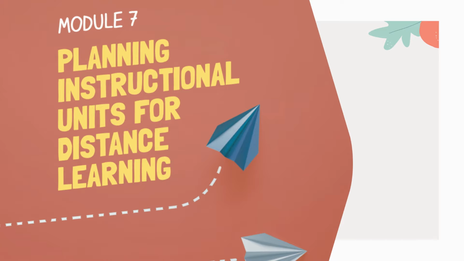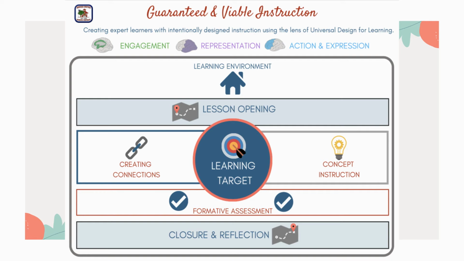Planning instructional units for distance learning. In the book, they talk through the planning of instructional units, but it's not so much pacing as it is the actual delivery of that. So when it comes to our delivery, we still have our guaranteed and viable instruction. It looks slightly different, obviously, but we're still focusing on that learning target, which is GVC connected. We're still wanting that learning target to connect to the different pieces of the lesson, be it the opening, creating connections, concept instruction, formative assessment, and then having closure and reflection. It's just that our learning environment does look drastically different.